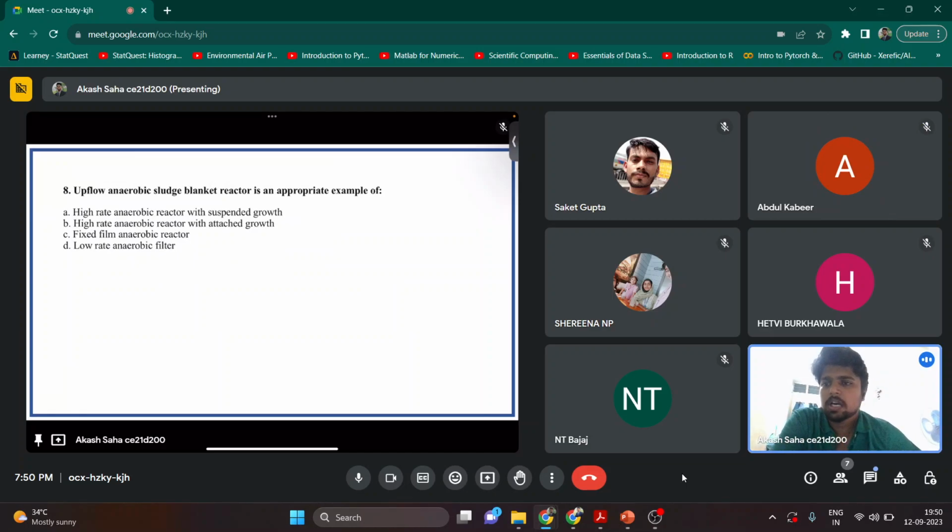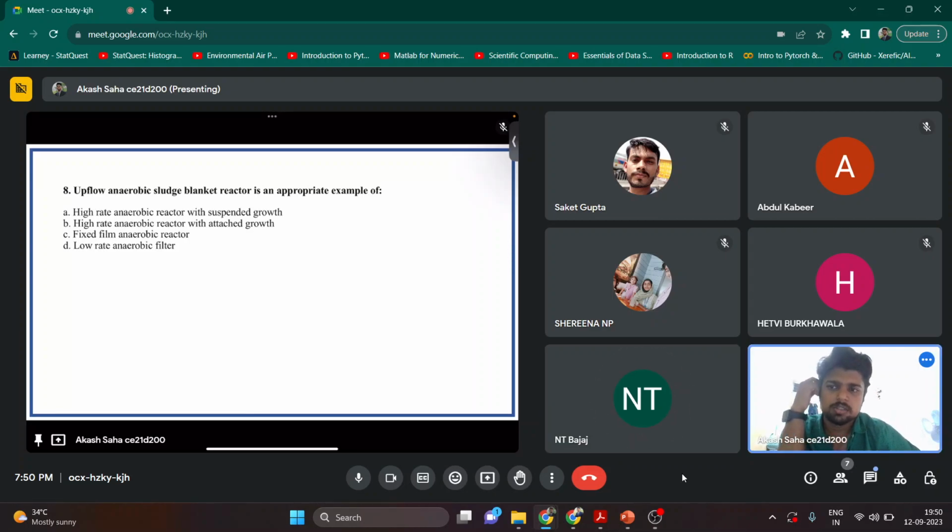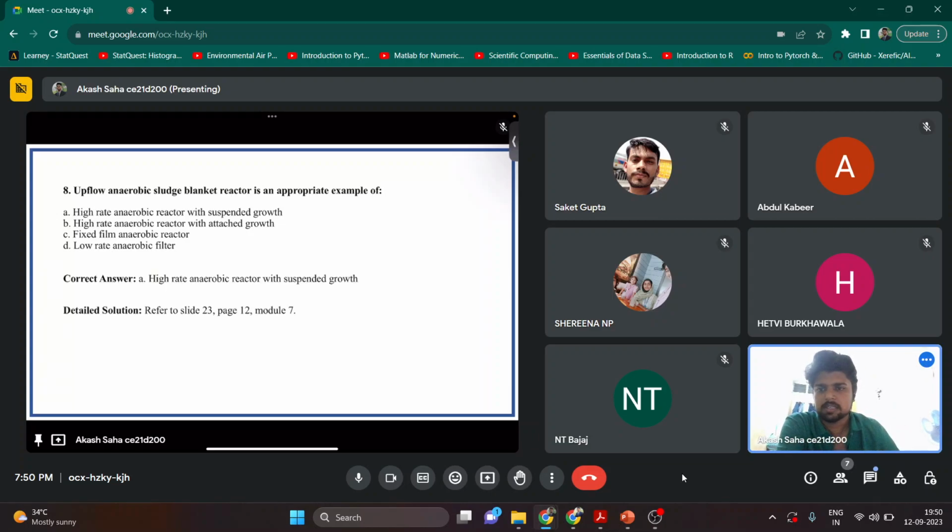Okay, so the next question. Upflow anaerobic sludge blanket reactor is an appropriate example of: high rate with suspended growth, high rate with attached growth, fixed film anaerobic reactor, or low rate anaerobic filter? Option A. Option A is correct because in the upflow anaerobic sludge blanket reactor, the biomass is in suspension. So there is a suspended growth. So option A is correct.